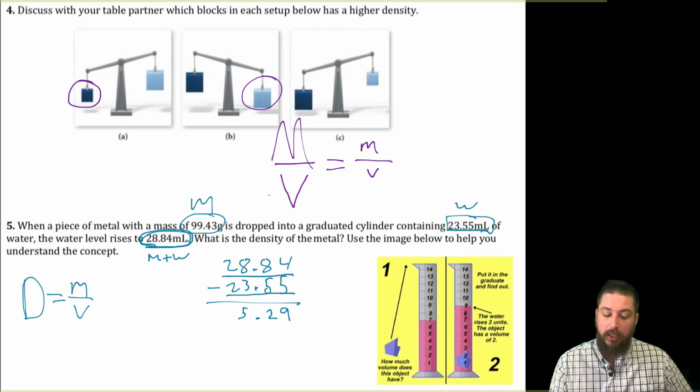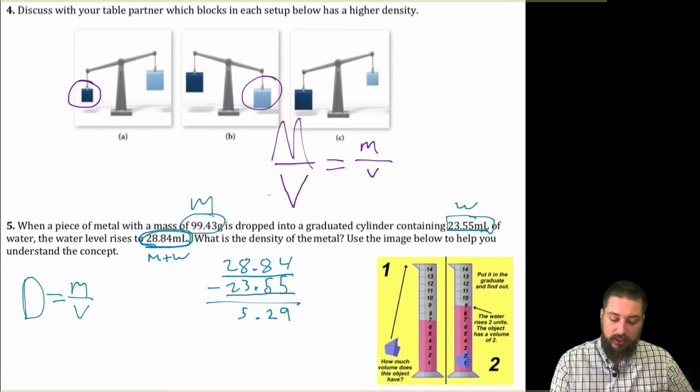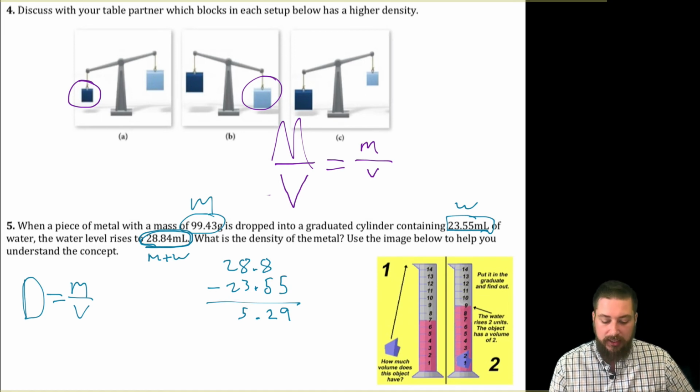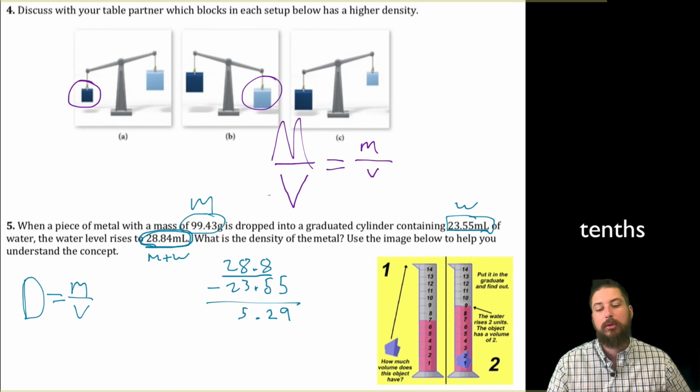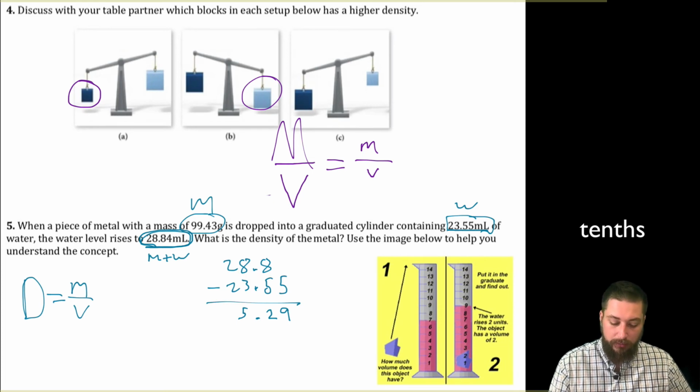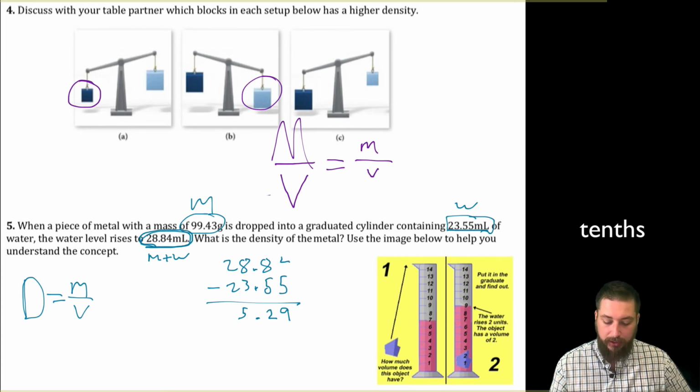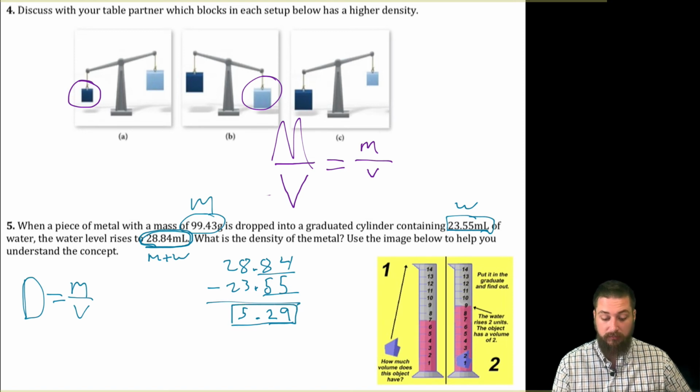To give you another example, pretend like this 4 is not here. If that 4 wasn't there, that means that this number only goes to the tens place. Because that number only goes to the tens place, we can only record our answer to the tens place. But that's not the situation that we have right now. This goes to the hundredths, this goes to the hundredths, so this should go to the hundredths as well. So this number is correct in terms of significant figures.